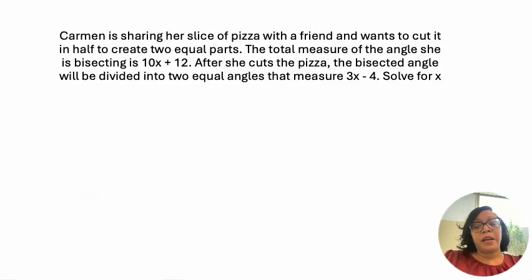The second problem deals with angle bisectors. Carmen is sharing her slice of pizza with a friend and wants to cut it in half to create 2 equal parts. The total measure of the angle she is bisecting is 10x plus 12. After she cuts the pizza, the bisected angle will be divided into 2 equal angles that measure 3x minus 4. Solve for x.